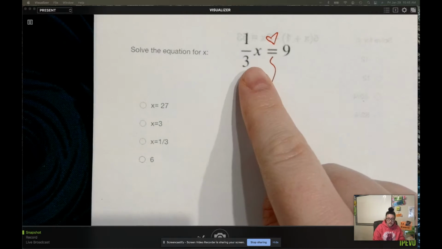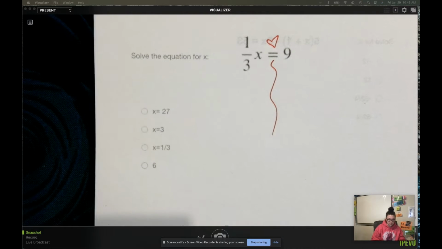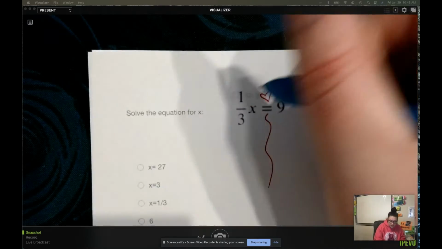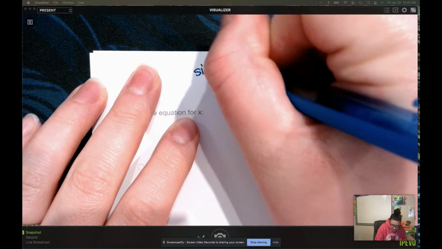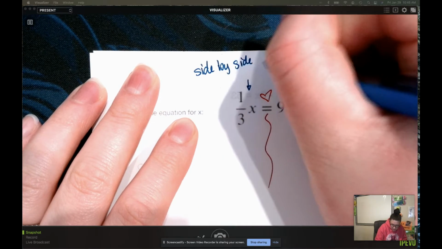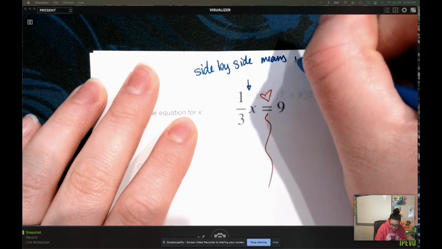So this is just a one step. I only see one operation. If you're in my class, you hear me say it all the time. Side by side means multiply.